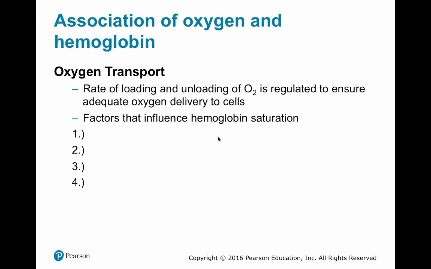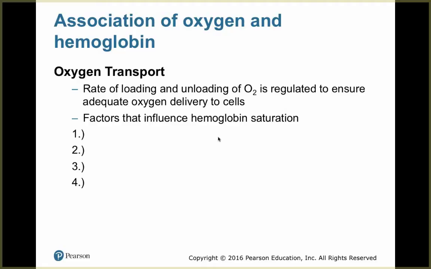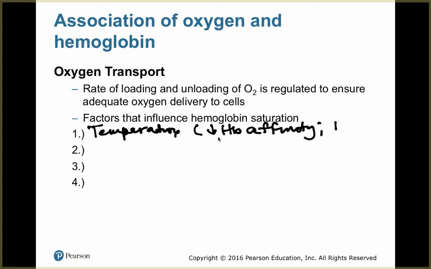So, oxygen transport, or basically factors that influence hemoglobin saturation. The rate of loading and unloading of oxygen is regulated to ensure that there are adequate oxygen levels to cells. Factors that can influence this are, first, temperature. Heat production in active tissue can directly and indirectly decrease hemoglobin affinity. Let's put increased temp.